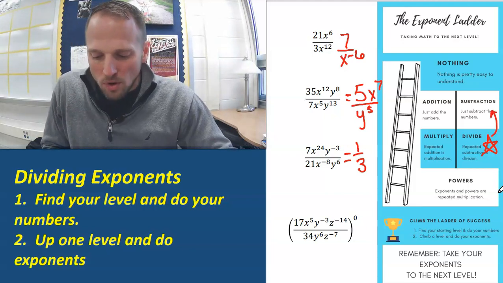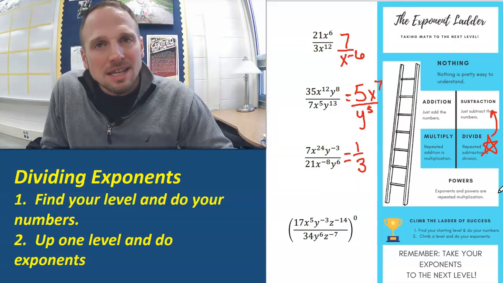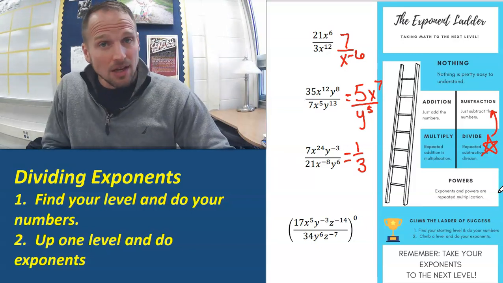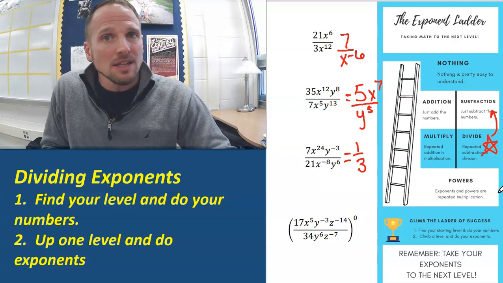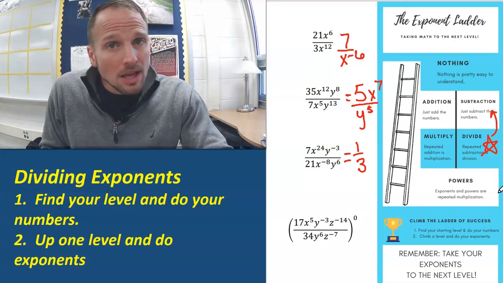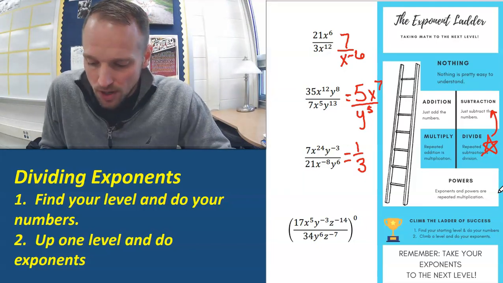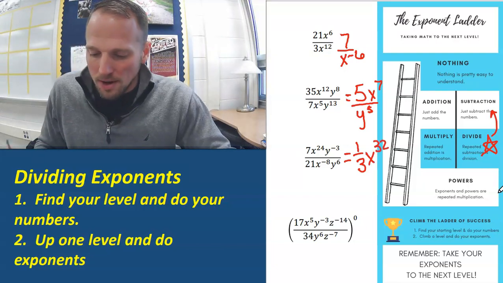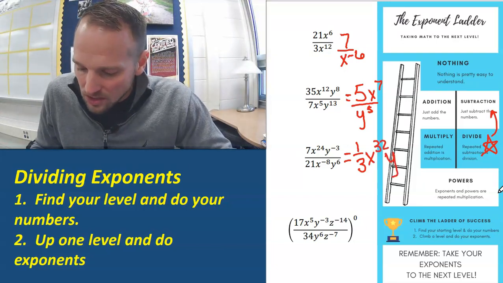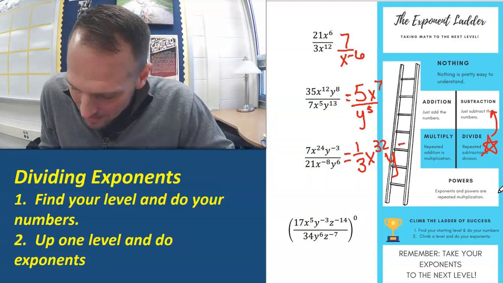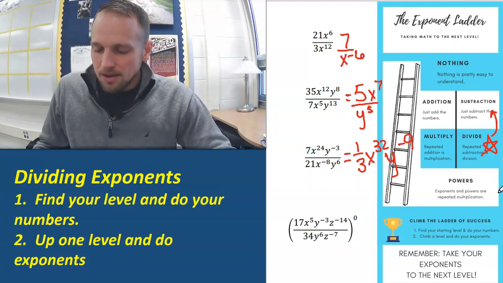So 24 minus negative 8. Make sure you see it's minus negative 8. 24 minus negative 8. Minus negative is going to be a plus positive. So 24 plus 8 is what we really have. This is going to be x to the 32nd power. All right, now let's be careful again with the y's. Negative 3 minus 6 is going to be negative 9.